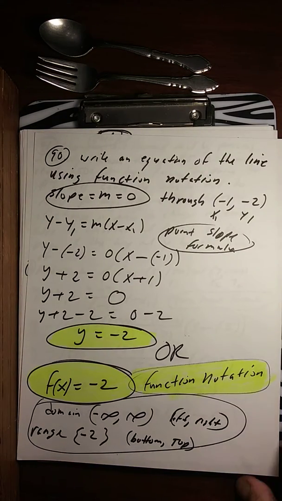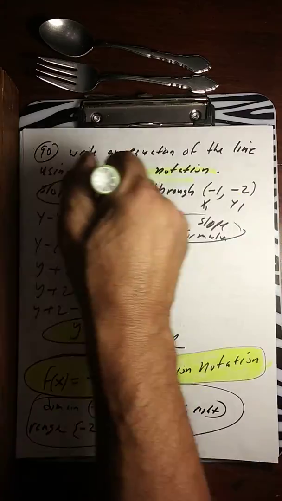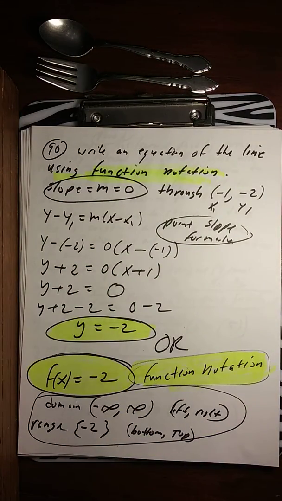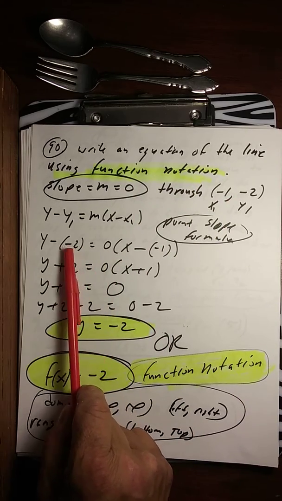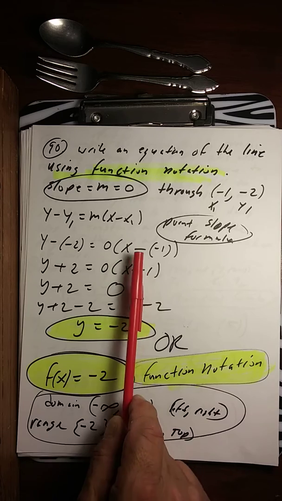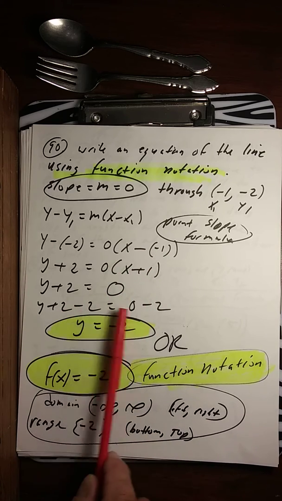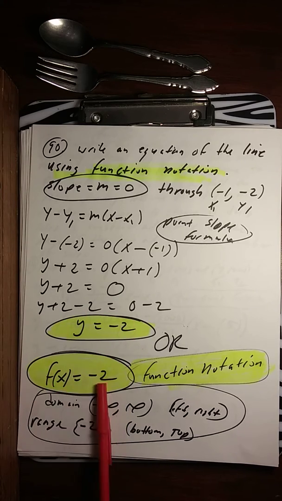Alright, next one. Write the equation of the line using function notation. Again, function notation. Let's mark that again so we won't mess it up. Okay, we got it. So now, slope point, put the numbers in there. That minus is plus. 0 times this. Negative is plus. So 0 times this is still 0. Minus 2, so y equals negative 2. Or f of x equals negative 2.